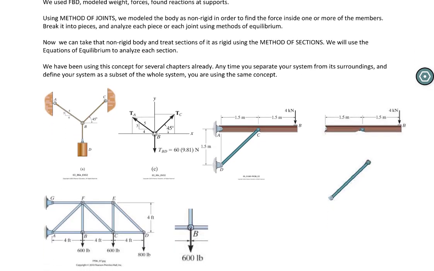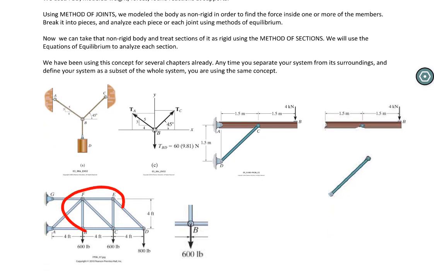So basically what we have done here in chapter 6 is we took a non-rigid body like this and took a section of it, analyzed a section. Now actually we've been using this concept for several chapters already. Anytime you separate your system from its surroundings and then define your system as a subset of the whole system, we're using the same concept. In chapter 3 we took this system, we took a subset of the system and treated it as a rigid structure. In other words, we said it's not moving, it's in equilibrium, all of the forces have to be equal to 0.